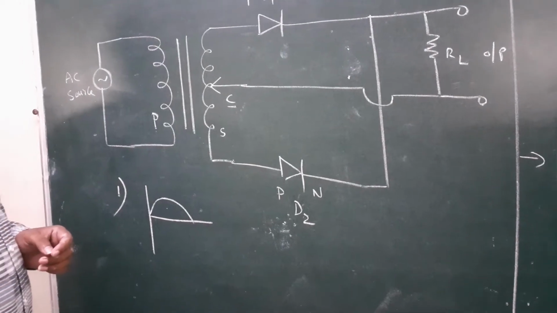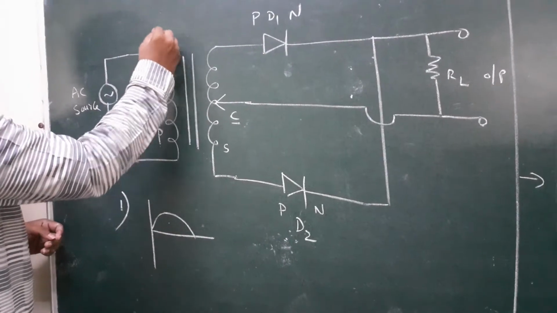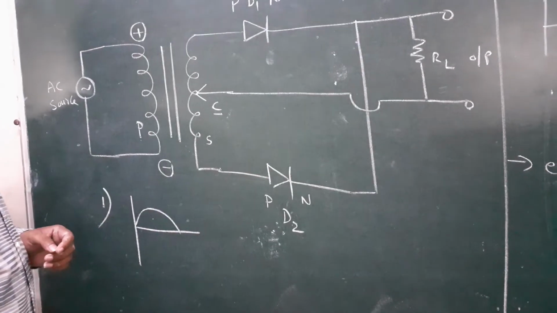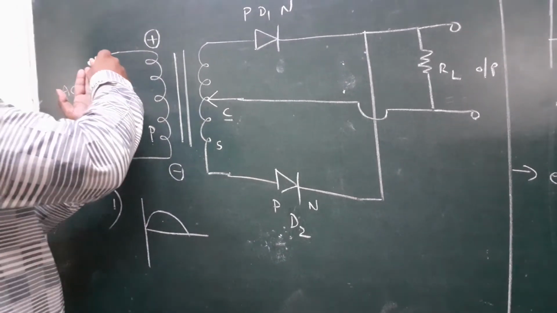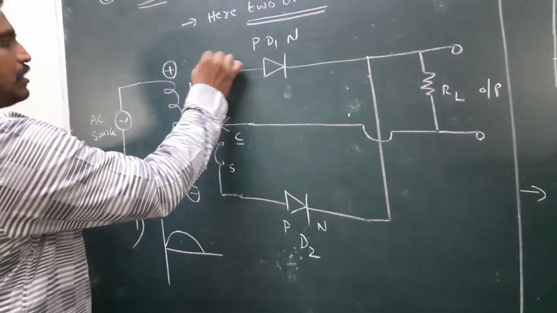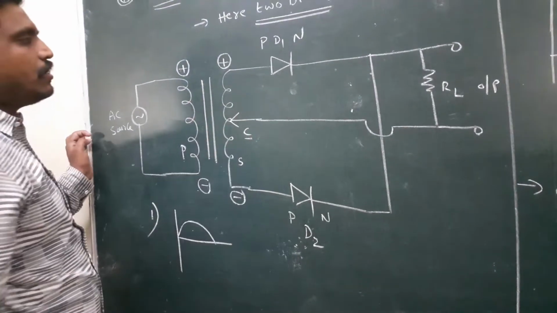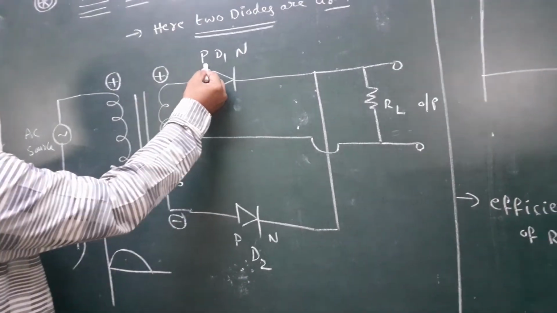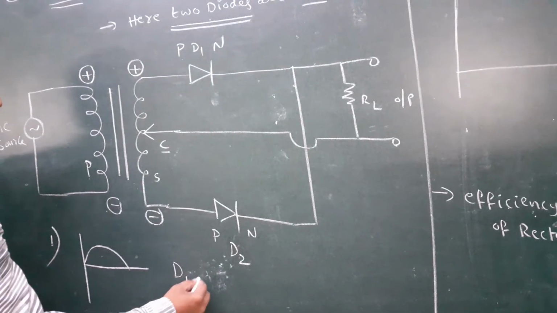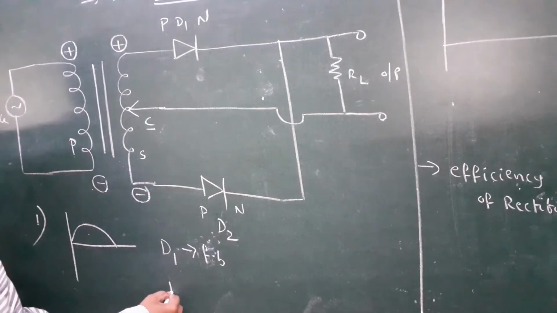Current always flows from higher potential to lower potential. That means this is the plus, this is the minus. The transformer works on the principle of mutual induction, so the current is transferred from the primary coil to the secondary coil. Plus here transfers to here, minus here transfers to here. Here P is connected to positive, which means D1 acts as forward bias. P is connected to high.